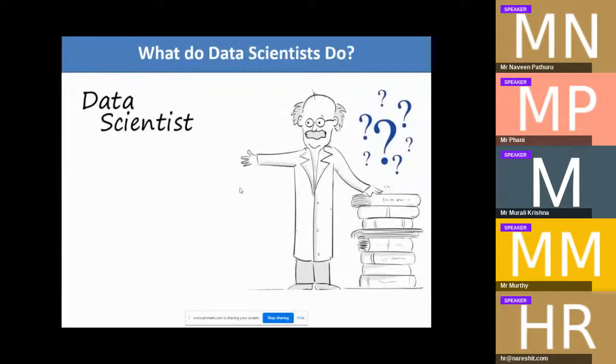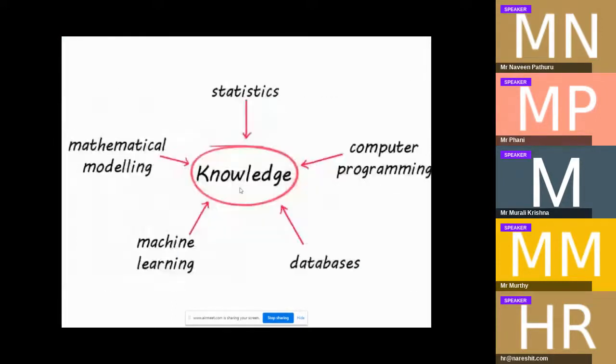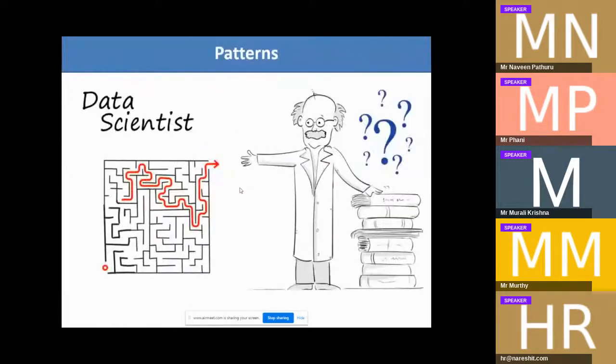What do data scientists do? Well, data scientists are working in businesses. Businesses have a lot of data. They're using a combination of skills of statistics, computer programming, databases, machine learning, and mathematical modeling techniques, and they're trying to find the knowledge. They use a group of all these skills. Okay, what do they do? They find patterns. More importantly, they find hidden patterns.